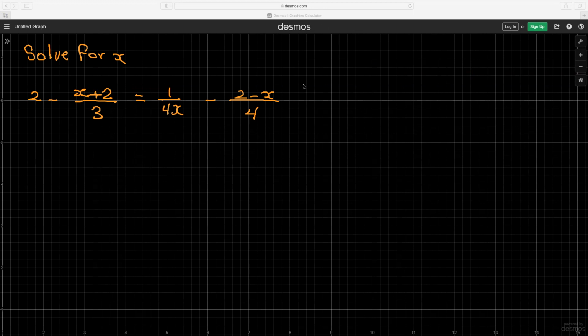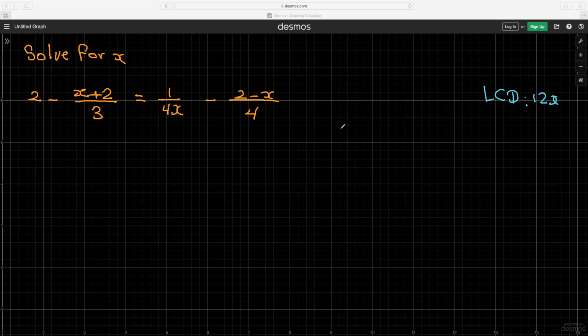Hi again, we will be doing some algebra, and here's a question where you have to solve for x. To solve this rational expression for x, the first thing you want to do is look for the lowest common denominator, and the lowest common denominator here is going to be 12x, from 4 and 3 here, so 12, and then you have x there.